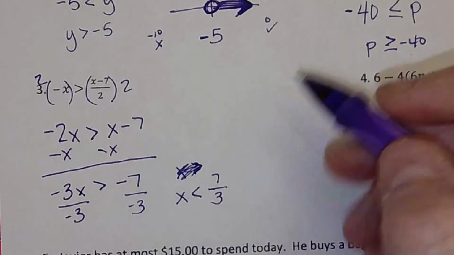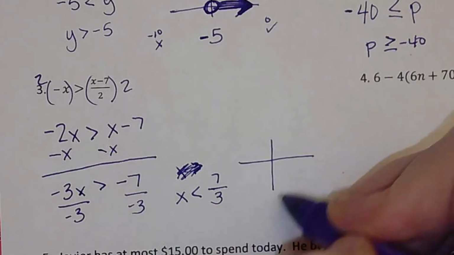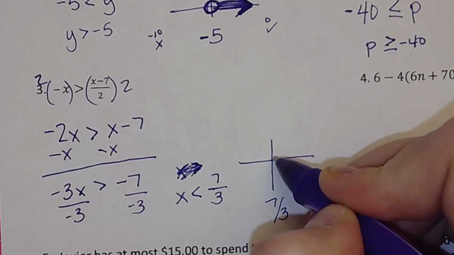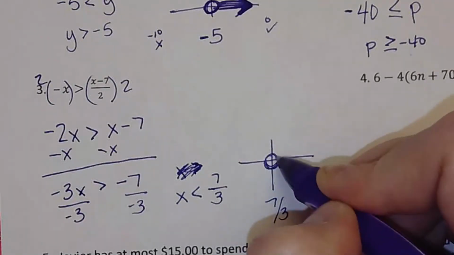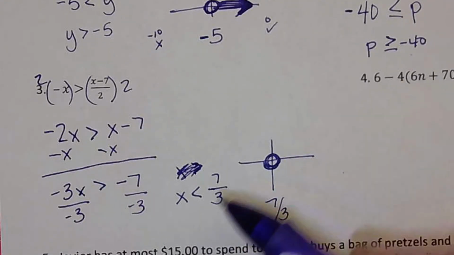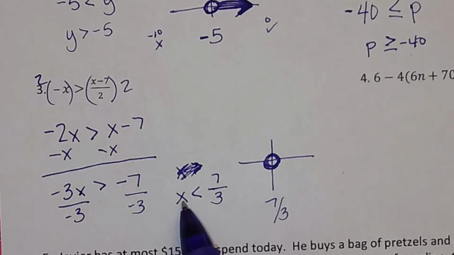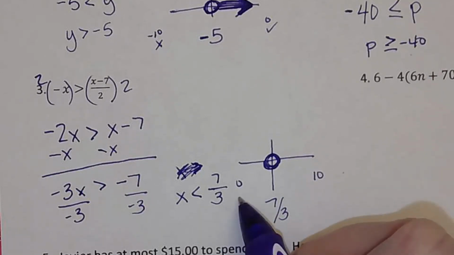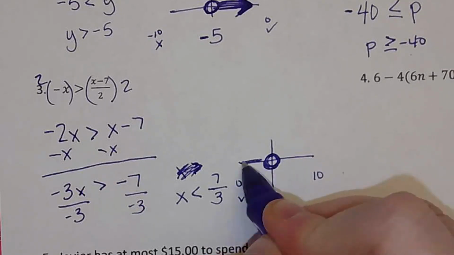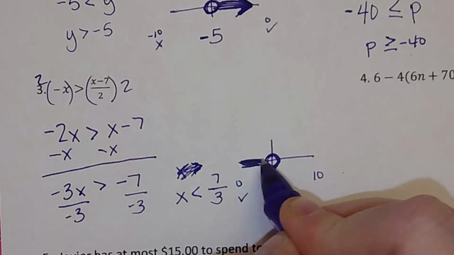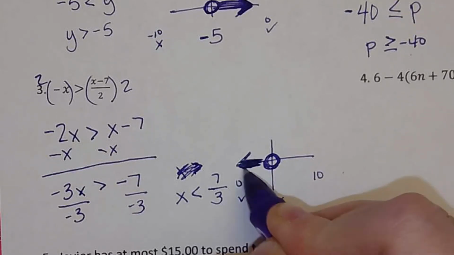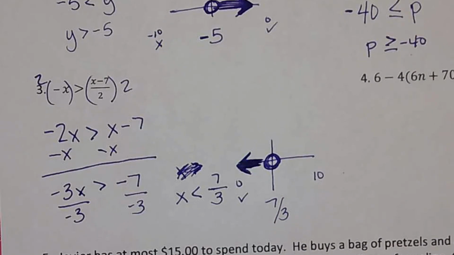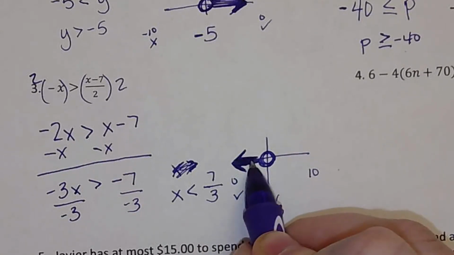Negative divided by negative is a positive, so on my number line, 7/3, it's an open circle. It's facing this way if you use the trick. Or what's the number less than 7/3? 0 is here, 10 is here. 0 is less than, so I'm going to shade this way. I always check. I never use the trick. I may come back and double check with the trick, but I don't do that normally.